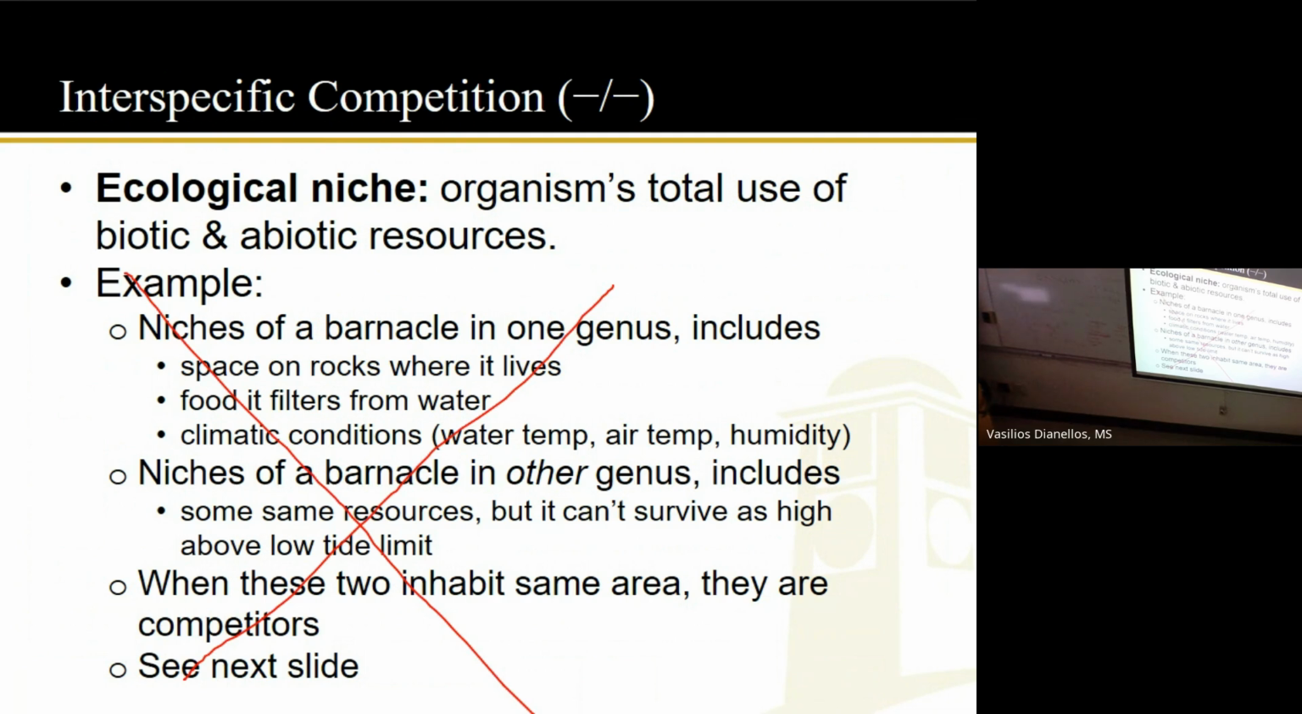The food that it filters from the water, right? It eats particular things. It eats this, not that, right? That's its ecological niche. And finally, climatic conditions, like what is the water temperature, the air temperature, the humidity of the air, the cleanliness of the water, all these things, right? That's the ecological niche of this genus of barnacles.